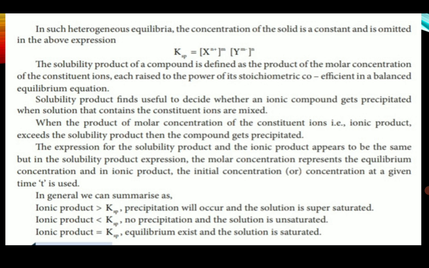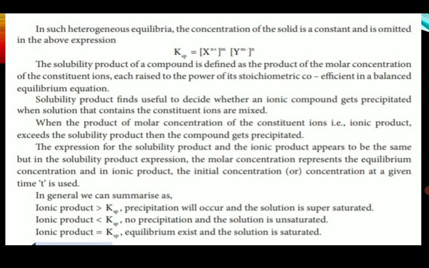Solubility product finds useful to decide whether the ionic compound gets precipitated or not. Just see the last 3 lines. In general, we can summarize: if the ionic product is greater than Ksp, that is the solubility product, precipitation will occur.